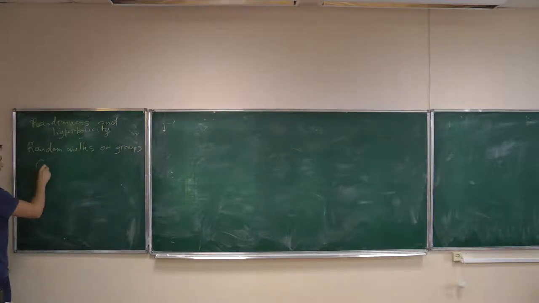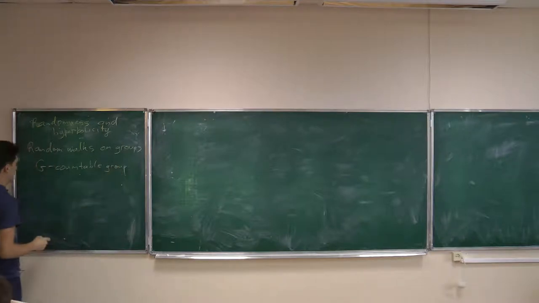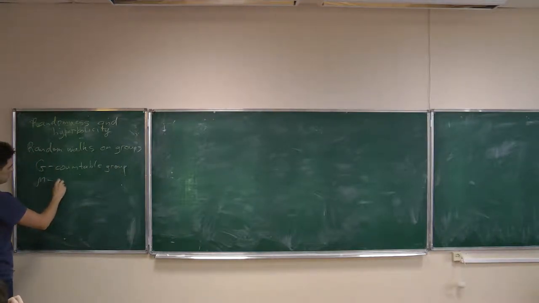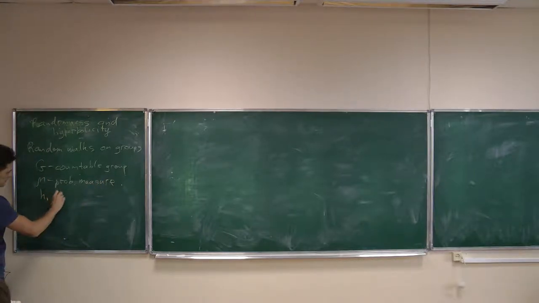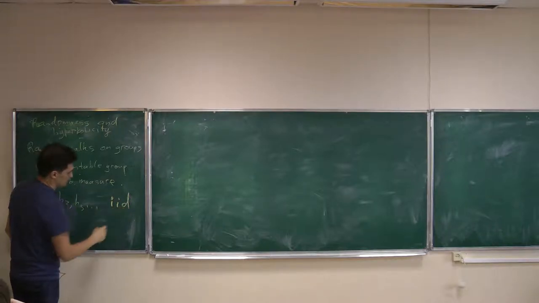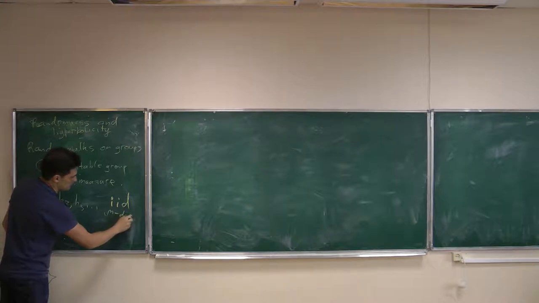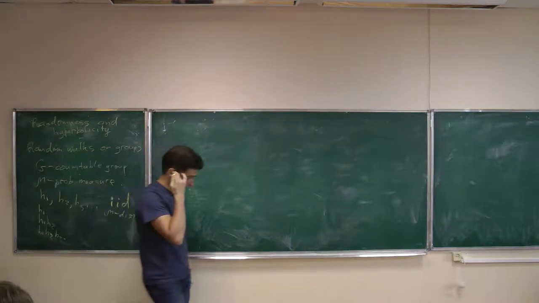So again, I need some countable group and some probability measure on this group. And we're considering sequences h1, h2, h3, and so on, of independent, identically distributed, mu-distributed random variables, and then we look at the behavior of sequences like h1, then the product h1 h2, then h1 h2 h3, and so on.